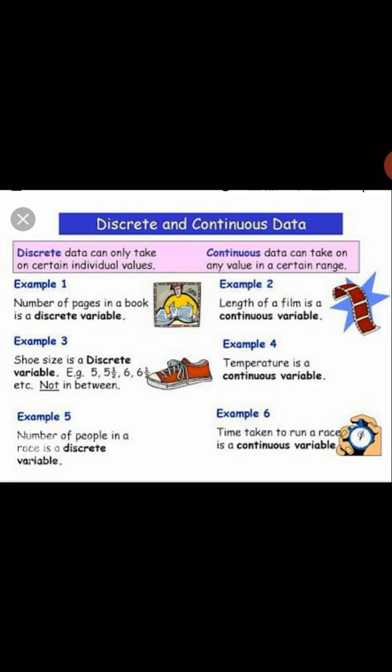So examples 1, 3 and 5 are examples of discrete variable. They can be represented with the help of bar graph or pie chart, while examples 2, 4 and 6 are examples of continuous variable, and the most appropriate graph is the line graph to represent that data.